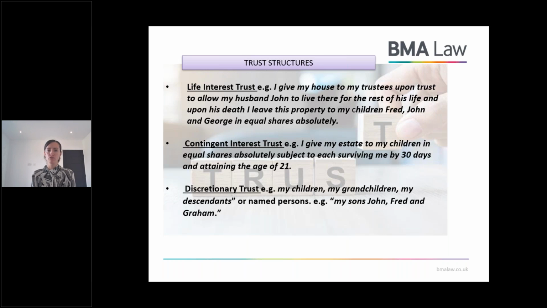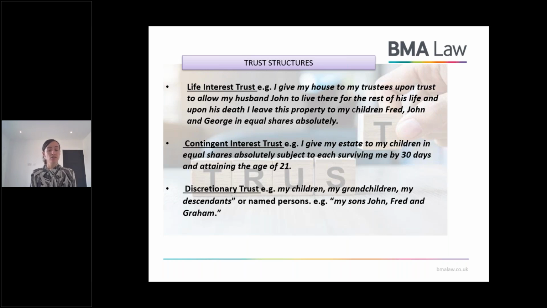Moving on to discretionary trusts. So a discretionary trust gives wide powers to the trustees to decide whom, how much, and when beneficiaries from a number of potential beneficiaries benefit. The potential beneficiaries may be from a class of beneficiaries, for example, my children, my grandchildren, my descendants. Or it could be more specific and be named persons. For example, my sons John, Fred and Graham.